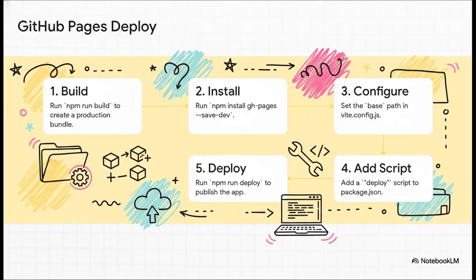One of the easiest ways to get your app online for free is with GitHub Pages. The process is really straightforward. First, you run a build command, which takes all your code and squishes it into a super optimized little package. Then, after a couple of quick configuration steps, like installing a helper package and adding a script, you just run one command to deploy. And just like that, your app is live on the web for anyone to see.